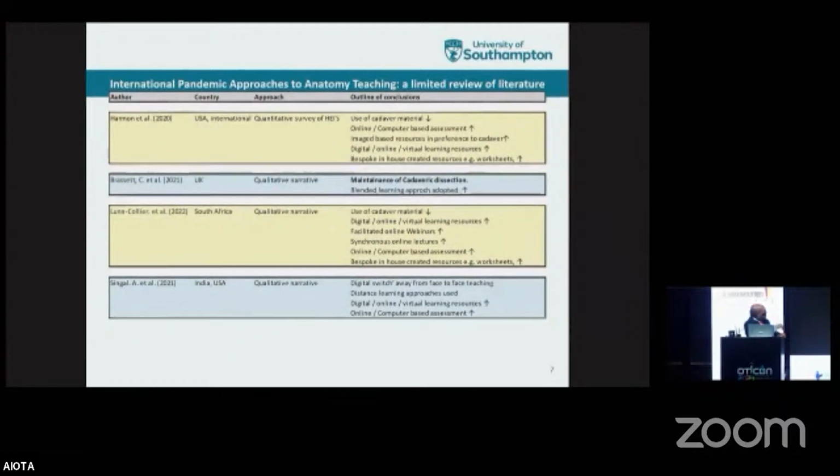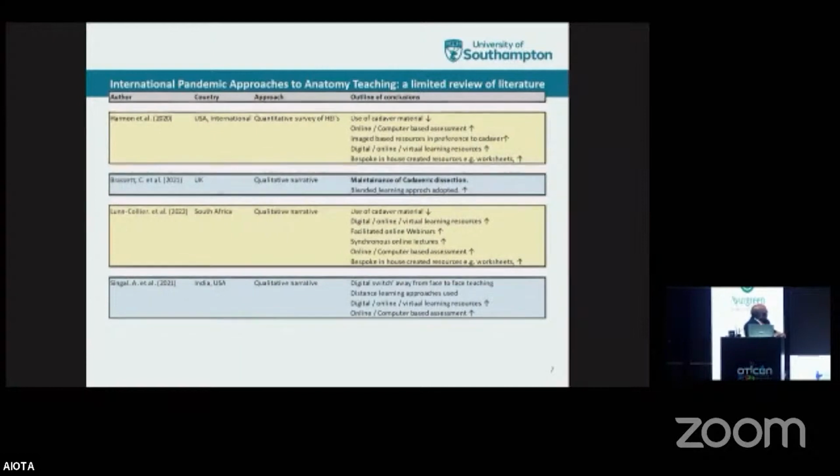Some of them, if you pick up, the use of cadavers has gone down. Same thing in other studies. The cadavers, because the bodies are not available. A distance learning approach was used in some of the places. And as you can see, synchronous online lectures, that means basically the programs run in parallel. And online computer-based assessments increased. That means the students were asked to do more computer-based assessments. That has gone up in South Africa.